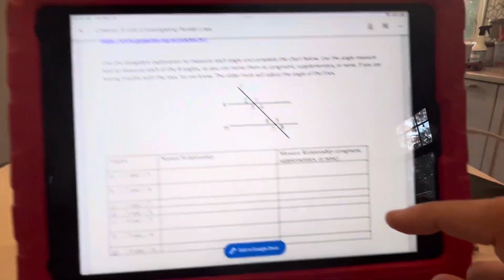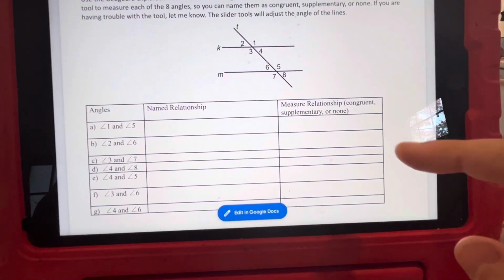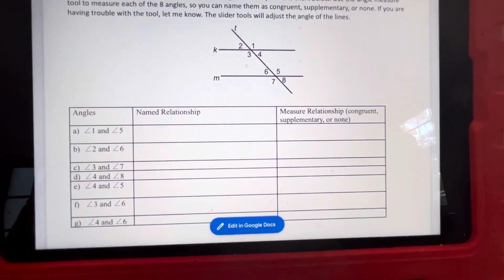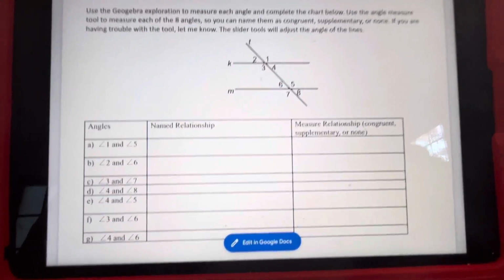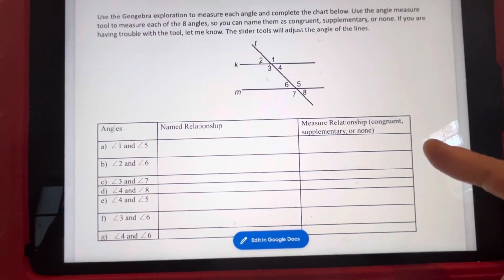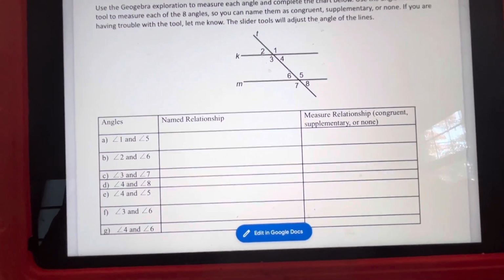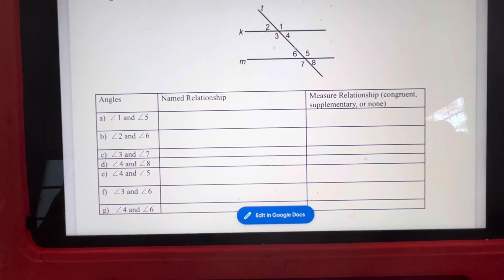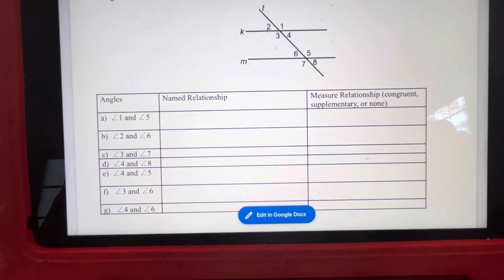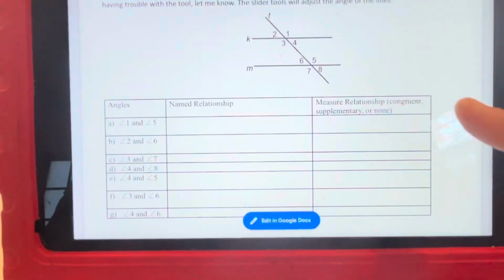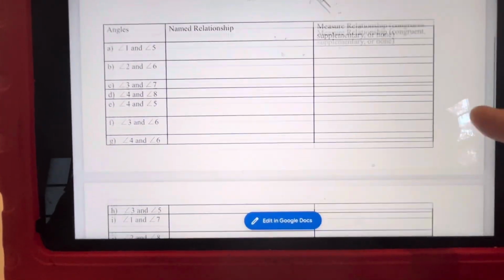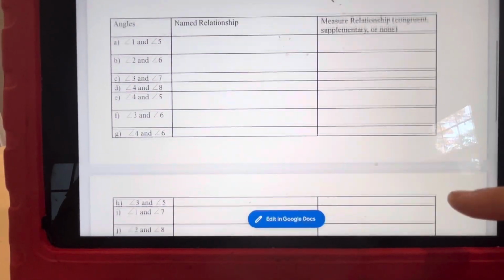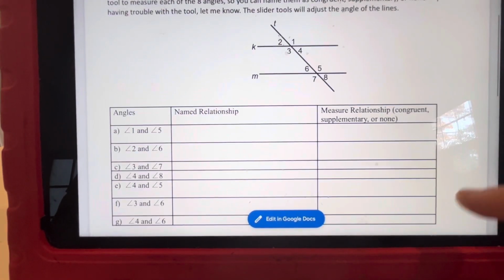Now, once you get all of the angle measures on there, you're going to be able to fill out the angle measure relationship. And you have 3 choices really for this. They're either going to be congruent, supplementary, or none. If you do happen to get some that are complementary, they add up to 90, that would be fine to put there, but I'm just going to go ahead and tell you, all of them are either congruent, supplementary, or none. This part of the assignment should not take that long.